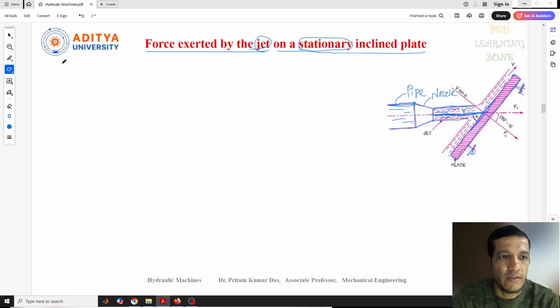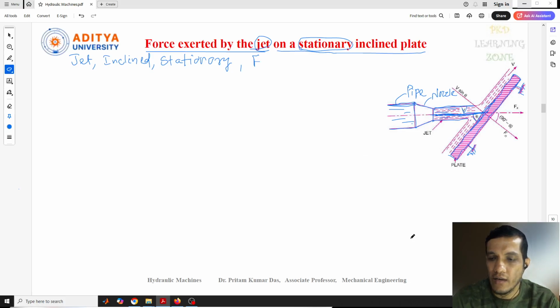First, we need to consider the jet of the fluid. Second, the plate should be inclined, and third, it should be stationary, or in a fixed condition. So these are the terminologies used in this concept. We need to find out the force exerted by the jet.